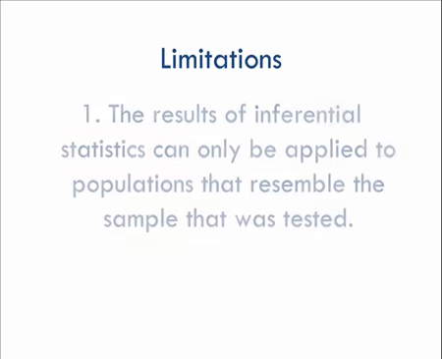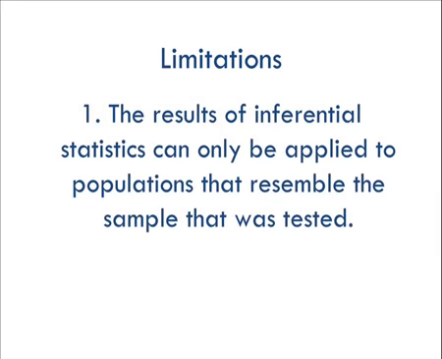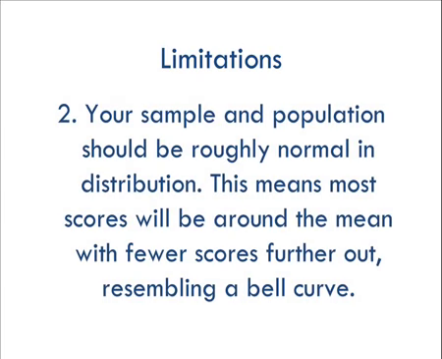Like most stats, there are some limitations that go with t-tests. First, you can only generalize to a population that resembles your sample. If our cholesterol experiment was only tested on adults, we can't rightfully say the results also apply to children. Second, your sample and population should be roughly normal in their distribution. This means the scores resemble a bell curve around the mean. If the distribution is skewed, your p-values may be inaccurate. Thankfully, t-tests can handle a fair amount of departure from normality before they start to break down.